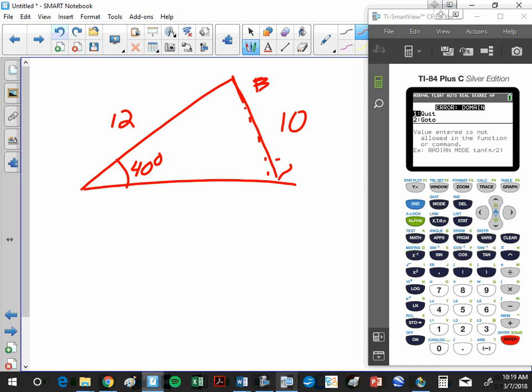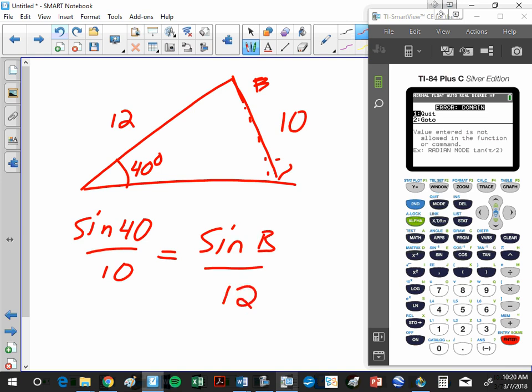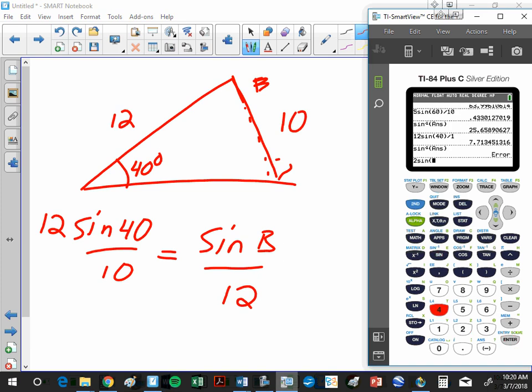If the second side is bigger, then you just go ahead and solve it. If the second side is too short, when you try to solve it, you're going to get an error. But if it's in the middle, then you have to do a lot of thinking. So the sine of 40 over 10 is equal to the sine of b over 12. So I bring the 12 over here. 12 sine of 40 divided by 10.